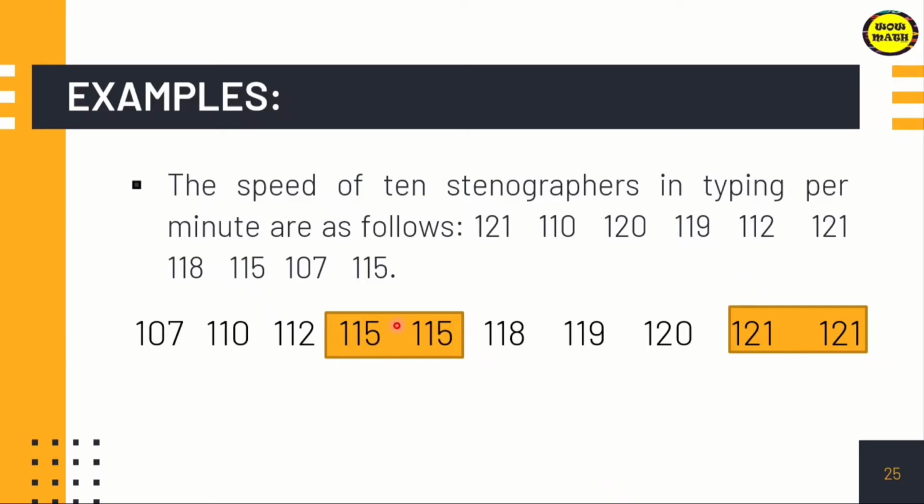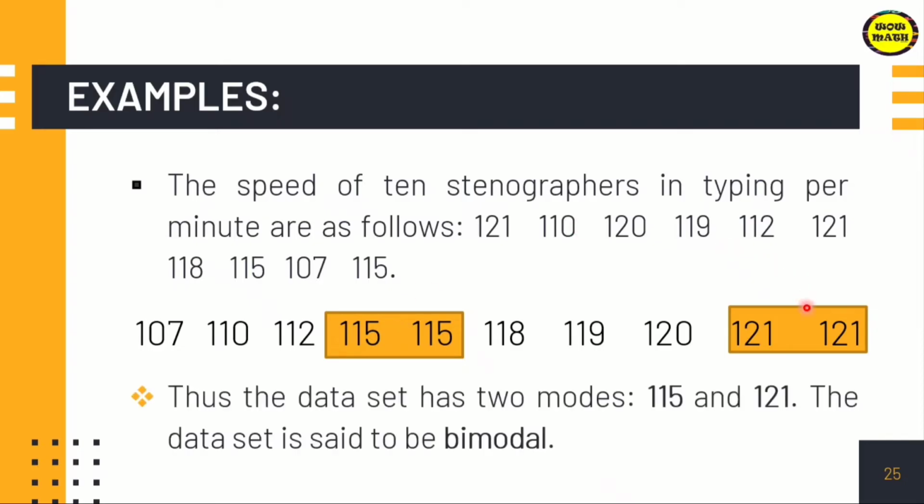So, makikita natin na pareho silang tigda-dalawa. So, meaning, dalawa yung mode natin dito. And that is, thus the data set has two modes, 115 and 121. So, kapag dalawa daw yung mode, tawag natin dyan is bimodal.